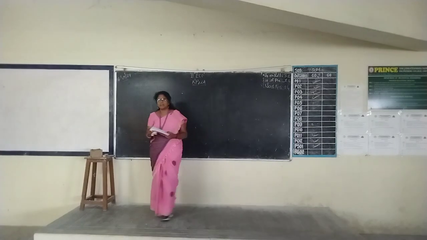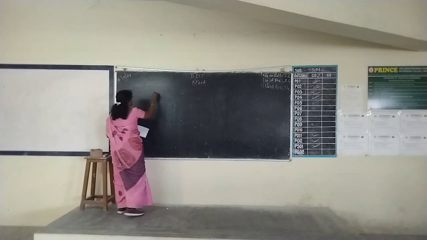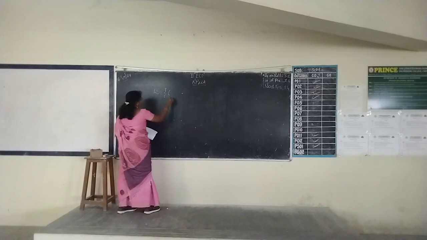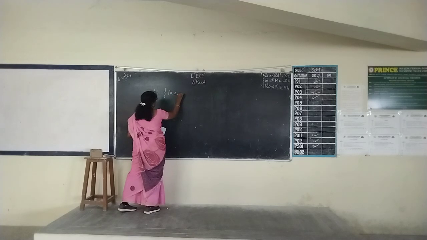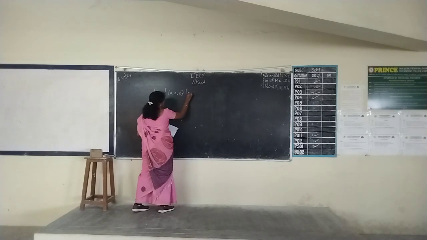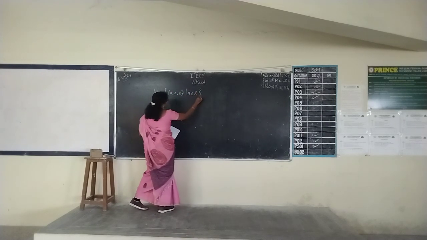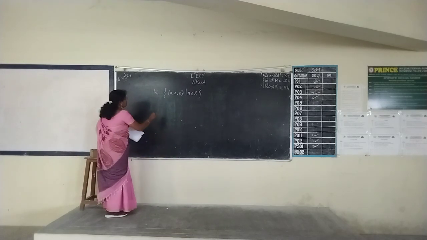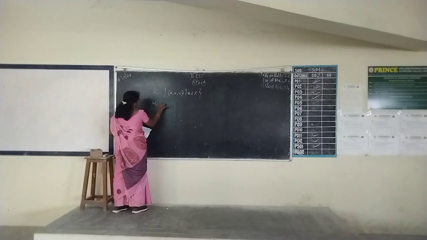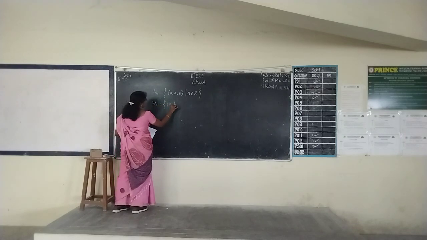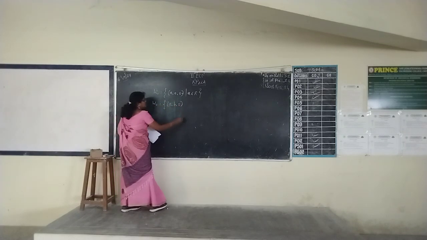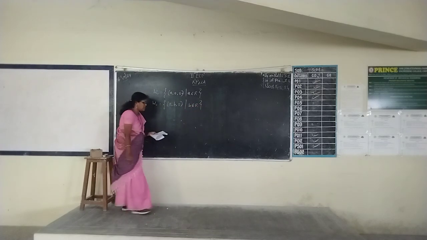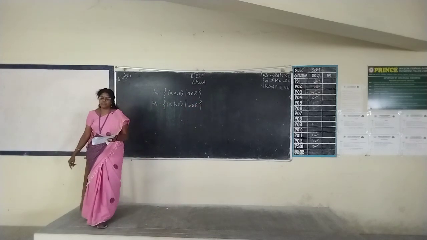Start the proof. Let W1 be equal to the set of all elements of the form (A, 0, 0) such that A belongs to R. We define W1 like this. And W2 is equal to the set of all elements of the form (0, B, 0) such that B belongs to R.